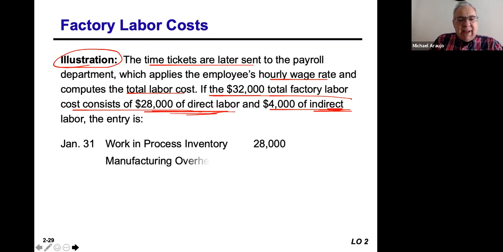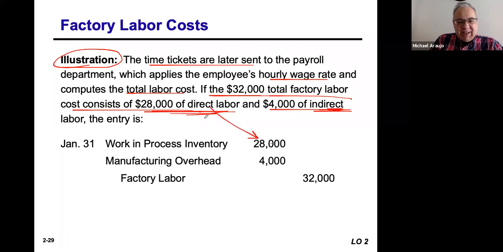So that means that on January 31st, they would debit the work in process inventory for the $28,000 of direct labor, because that's what's going into creating the product. The indirect labor will go to manufacturing overhead. But total factory labor, that account will be reduced by 32,000. It just is broken up into these two parts.